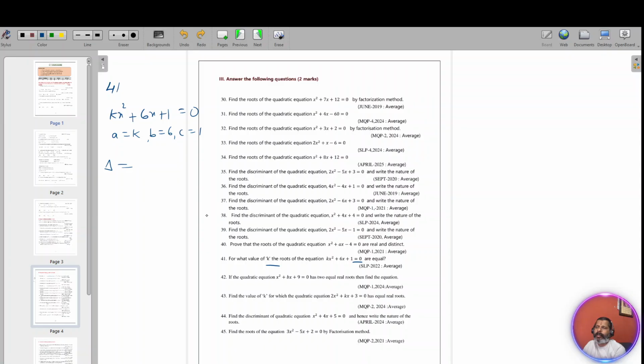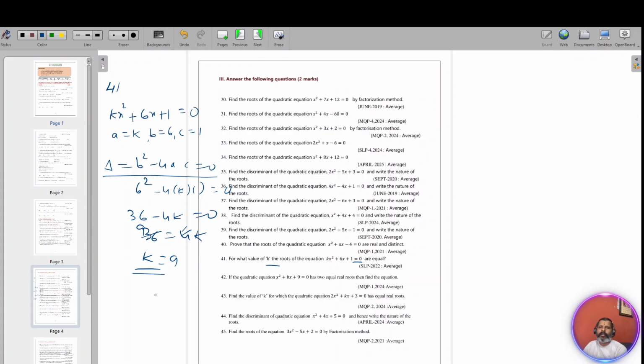Right? So 6 square means that is 36 minus 4k equal to 0. 36 is equal to 4k. 4 nines are 36, k equal to 9. For value of k equal to 9, we get roots are equal. Okay, when they say roots are equal, we have to make discriminant equal to 0. Find the unknowns. 41 is done.